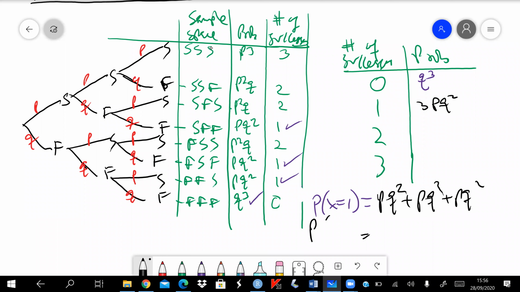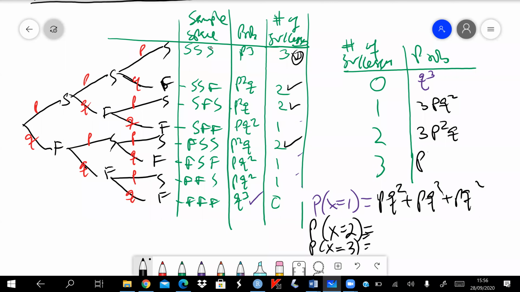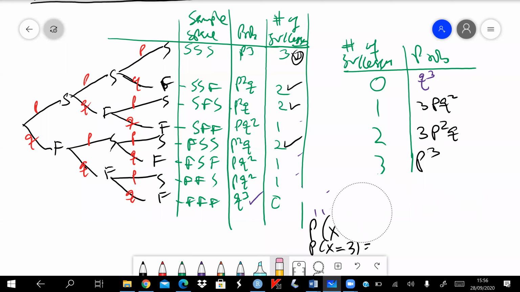Next we move to when X, the number of successes, is 2. So we're going to add the probabilities when X is equal to 2. Those 3, you add those probabilities, and as you can clearly see, it will give you 3P squared Q. If you have a question, please ask at any time. And then finally, the probability that X is equal to 3, that we have 3 successes, is given by this one here, which is P cubed.